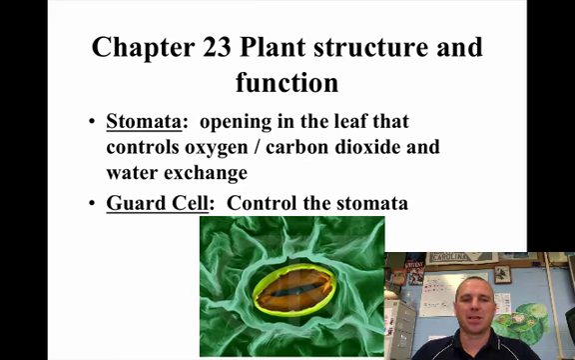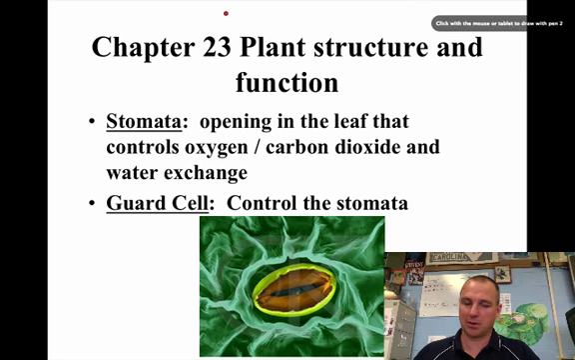When we talk about plants, we need to talk about the stomata, and I've mentioned it several times. Stomata, there's a picture of it down here. The stomata is this structure right here, this opening in the leaf, and it's going to allow oxygen to come out and carbon dioxide to go in, also going to exchange the water.